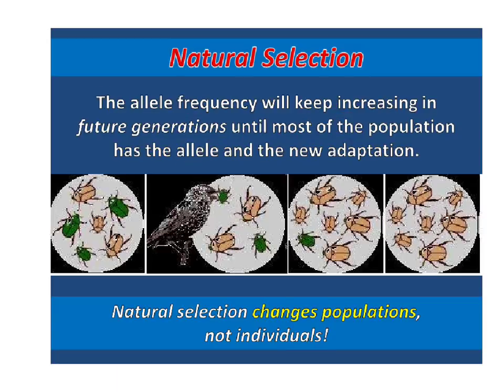The allele frequency will keep increasing in future generations until most of the population has the allele and has the new adaptation. Key idea right here: natural selection changes populations, not individuals. Individuals don't evolve. Individuals are born with the DNA they've got. Populations can change because one or more individuals develop mutations, and those mutations get passed on to their offspring.